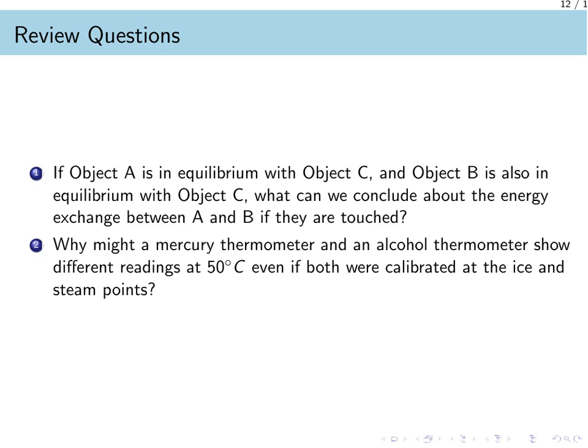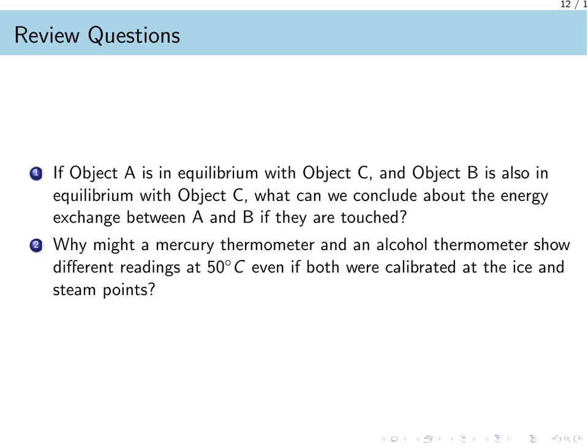We conclude with 2 review questions to reinforce these concepts. First, if object A is in equilibrium with object C, and object B is also in equilibrium with object C, what can we conclude about the energy exchange between A and B if they are touched? Based on the Zeroth law, they are in equilibrium with each other, so no energy will be exchanged.